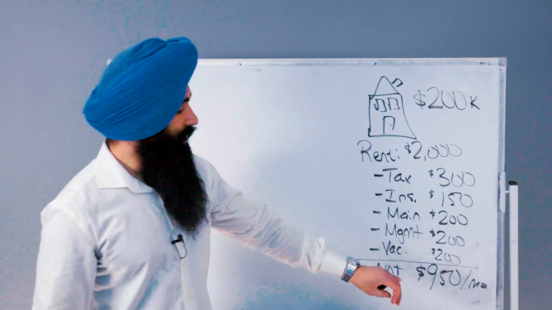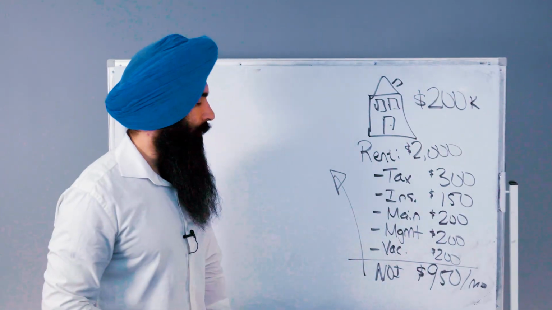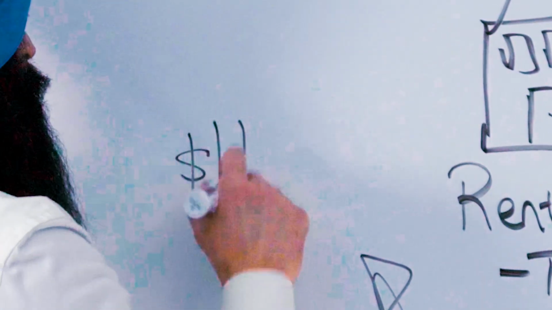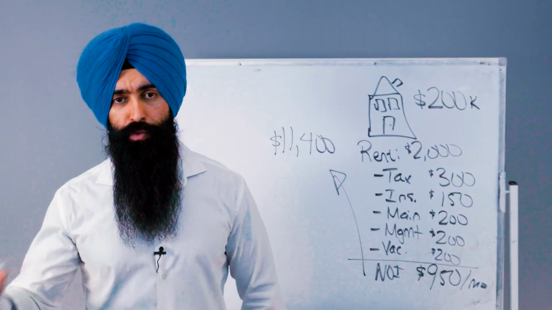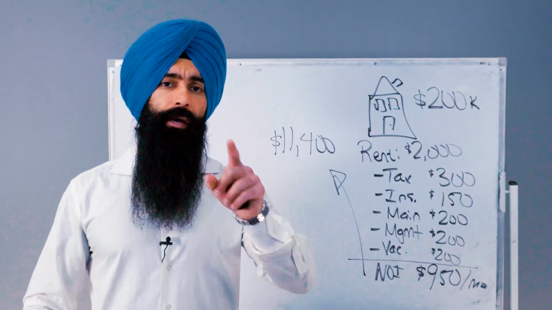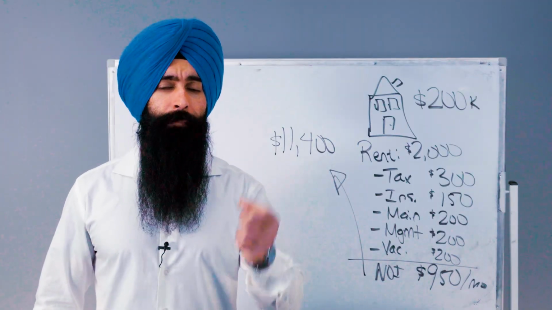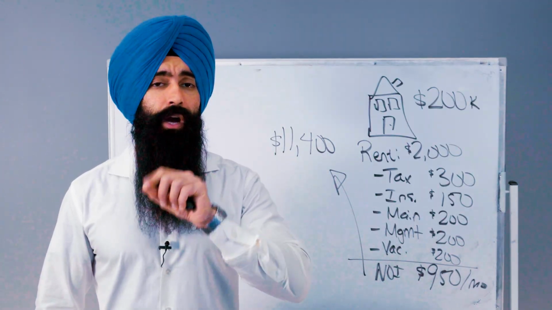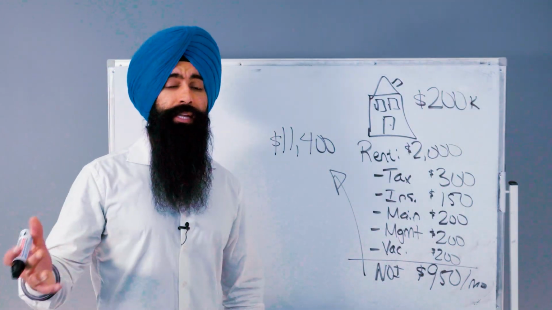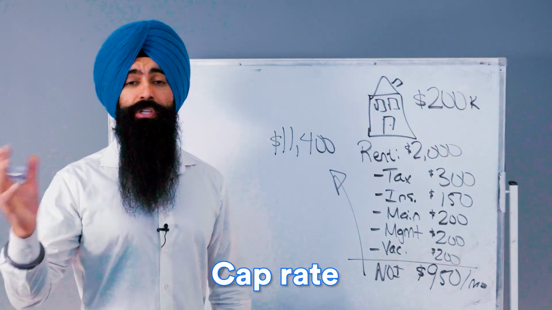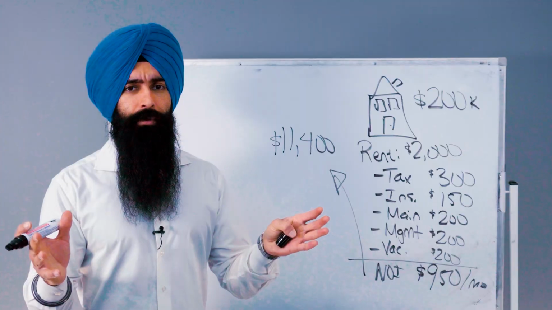Now, if I take this number and multiply it by 12, this means that my annual income is $11,400 a year, assuming that I don't have a mortgage. We'll do the mortgage calculation in just a minute. But is this a good deal or a bad deal? Is this a good return or a bad return? And this is going to depend on you. This is where you want to take a look at your ROI. And in commercial real estate, it's called the cap rate. All this means is what is your cash on cash return, assuming that you bought this property all cash.